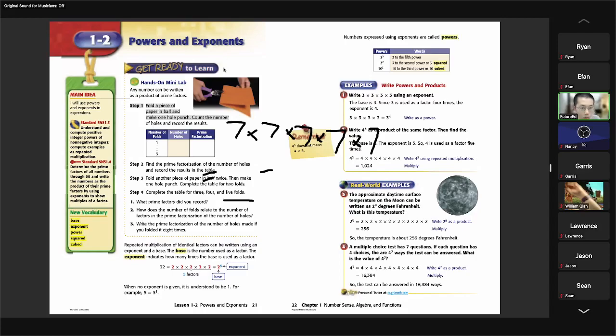Anyone in the chat? Someone other than Ryan, please. I know you've been participating a lot, Ryan. Garrus, can you tell me what would the base be in this case? 7. Why would it be 7? Because it's basically 7 times 7 times 7 times 7.